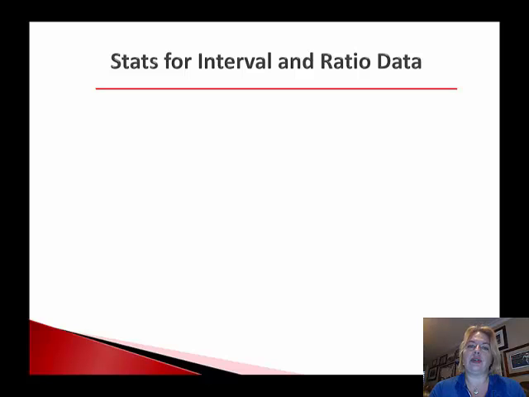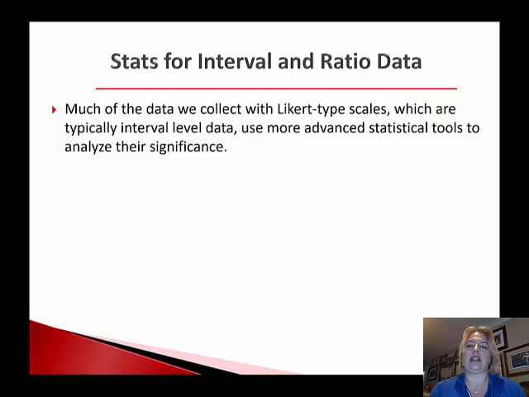Stats for interval and ratio data. Since part 1, where we were looking at nominal and mostly ordinal data, now we're looking at statistics that are slightly more sophisticated when you're collecting interval and ratio data. Much of the data we collect with Likert-type scales, which are typically interval-level data, use more advanced statistical tools to analyze their significance. When you think about Likert-type scales, we're talking about things like strongly disagree, disagree, neutral, agree, strongly agree, or maybe you don't have that neutral point.